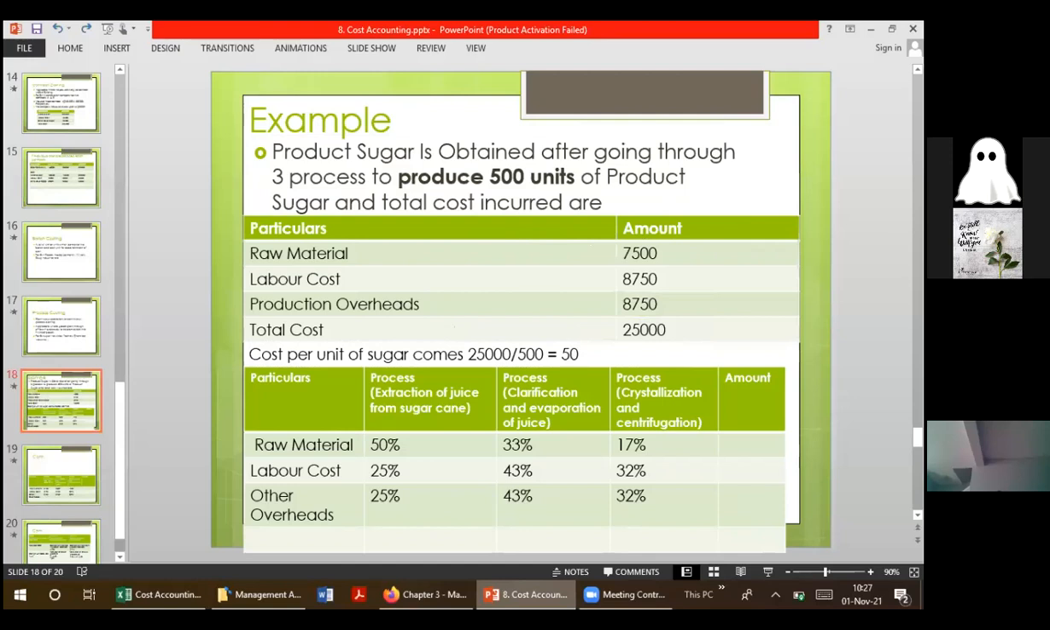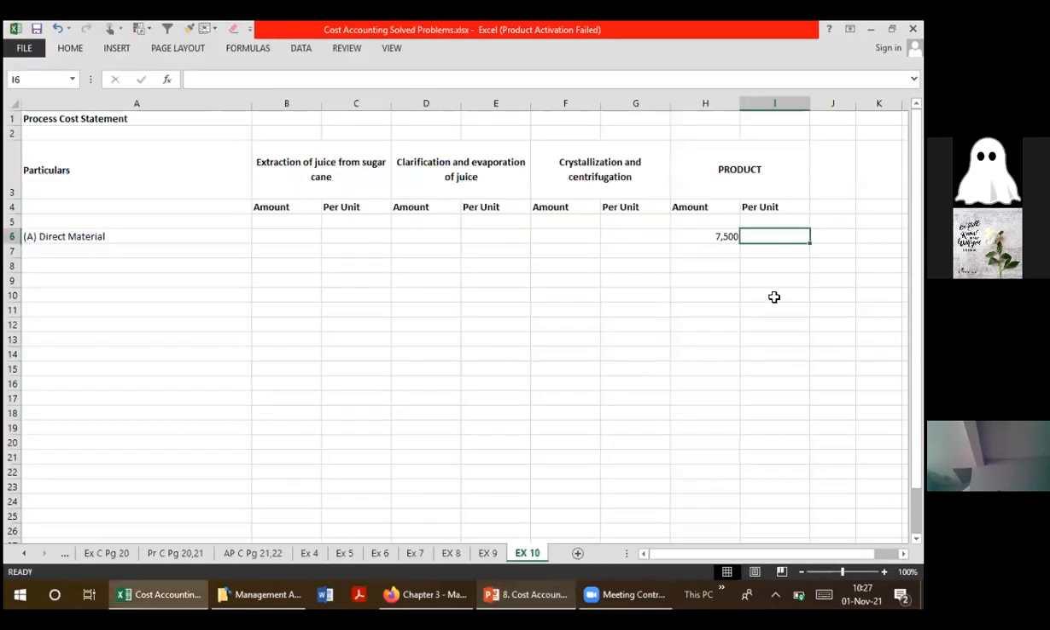So if this was 500 units, then what is the cost per unit? 7,500 divided by 500. So you have this divided by 500 will give you the per unit cost. That is 15 for this one. Okay, 15.